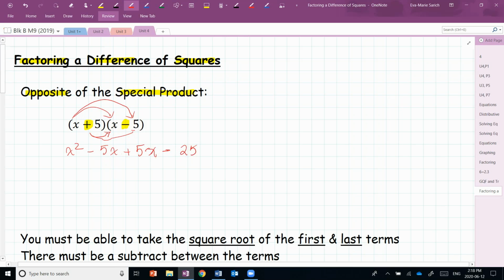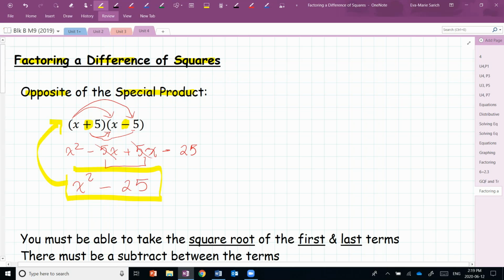So what we see happening here is that we have two middle terms that cancel out. Negative 5x and positive 5x gives us 0x, and we end up with x squared minus 25. So today we're doing the opposite of this. Remember, it's the opposite of a special product. We're going to start with x squared minus 25, and go backwards to find the two binomials.